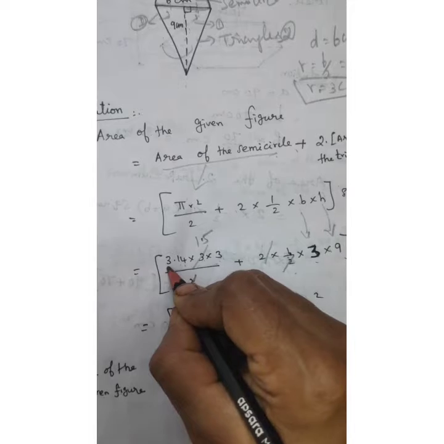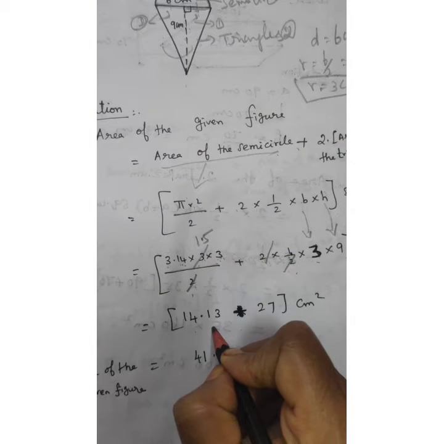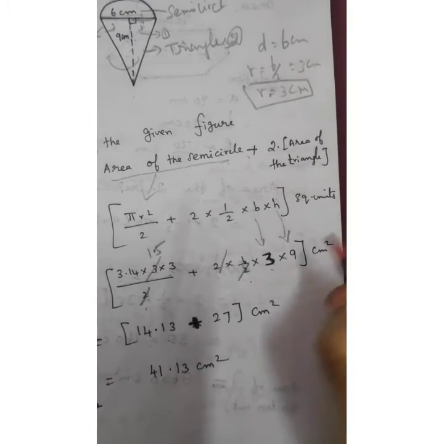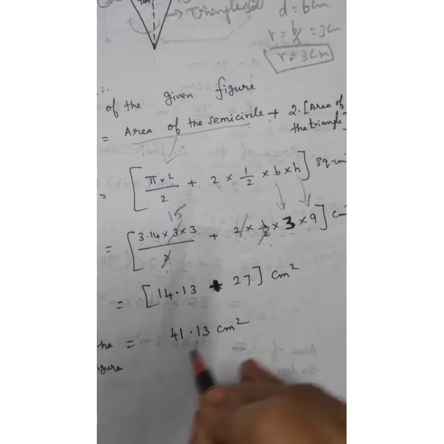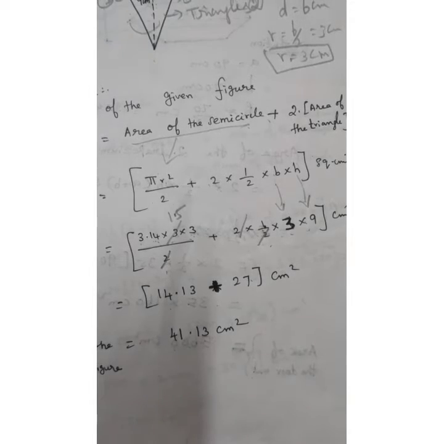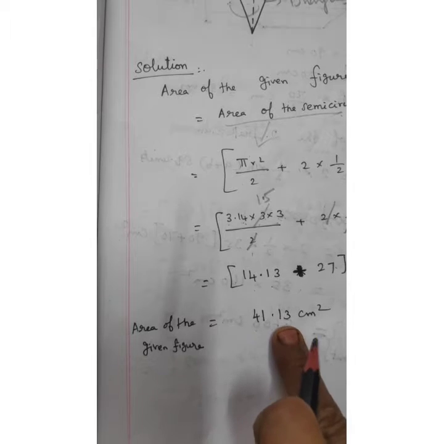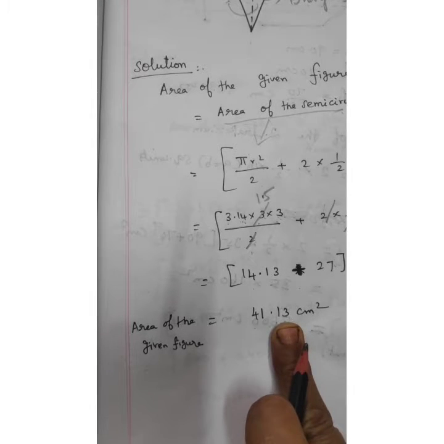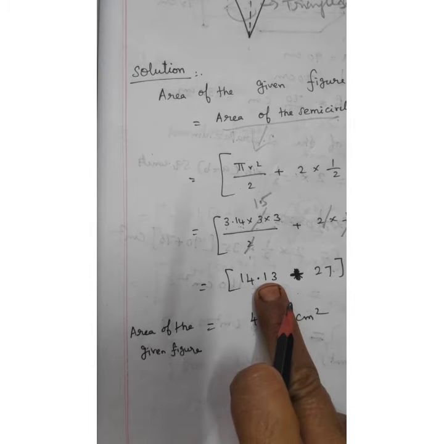1.5, 3.14 into 1.5 into 3, you multiply and get the answer equal to 14.13, plus 9. 7 9s are 63, 3 9s are 27. Add and get the answer equal to 41.13 centimeter square. Now the area of the given figure equal to 41.13 centimeter square. Approximately they are writing the value equal to 14.13.